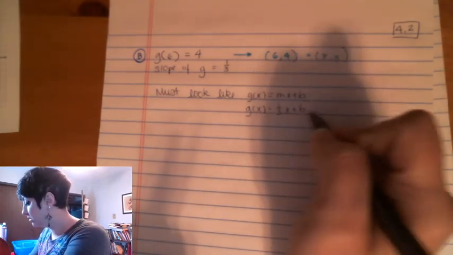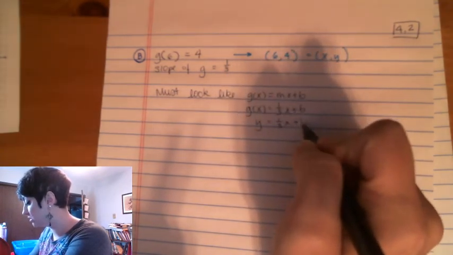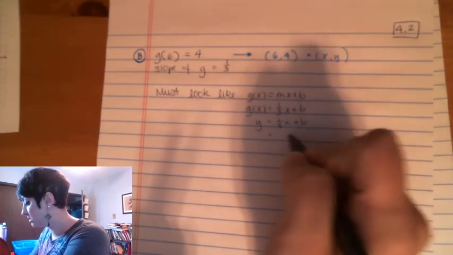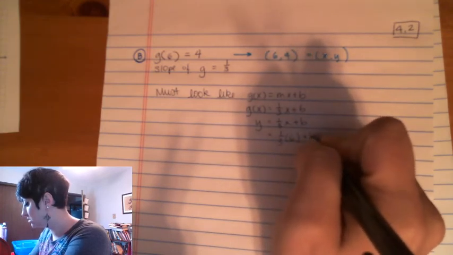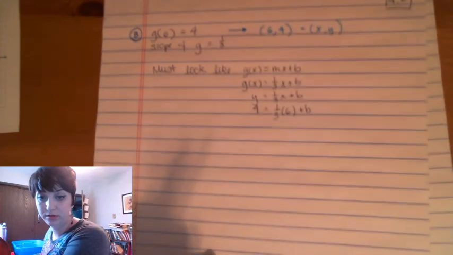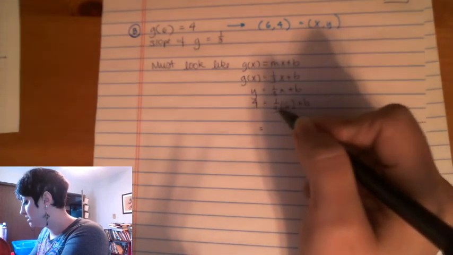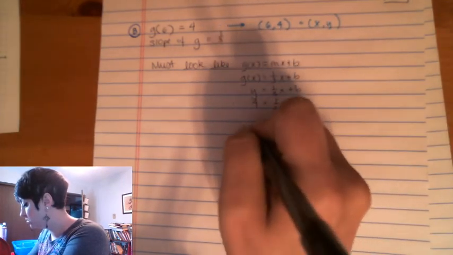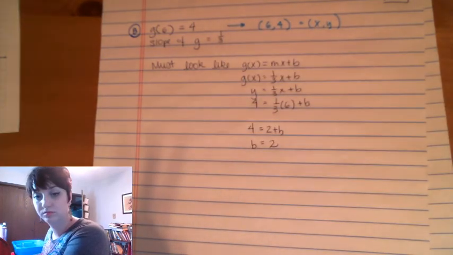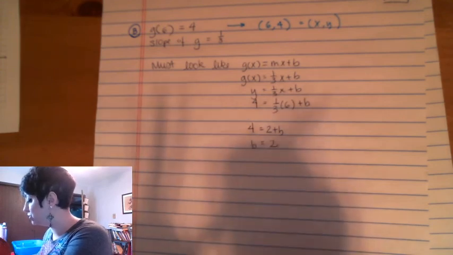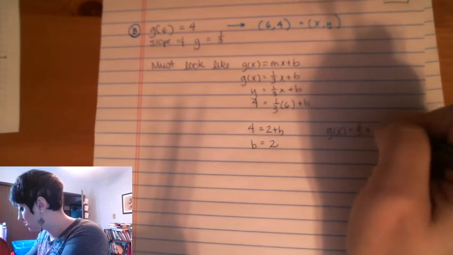So the input, remember we can always write this as y equals 1/3 x plus b because g of x and y are the same thing. So x is 6. Y is 4. So you have this equation to solve. Okay. So 6 divided by 3 is 2. And b is 2. So your solution is g of x is 1/3 x plus 2.